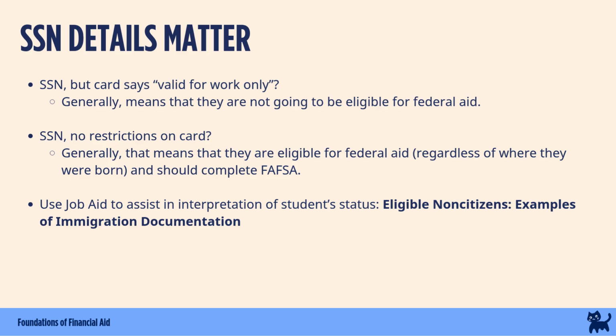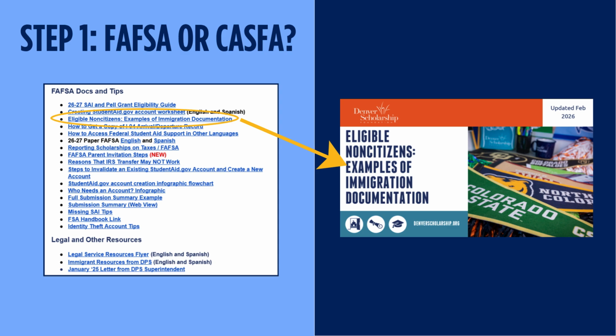Next up, we have another job aid that will help you with interpreting student status. This is what we call eligible non-citizens, examples of immigration documentation. These are images of various types of USCIS documents that you can show to your student, and hopefully it will help them to recognize what type of document they have, even if they don't have them with them as you're talking.